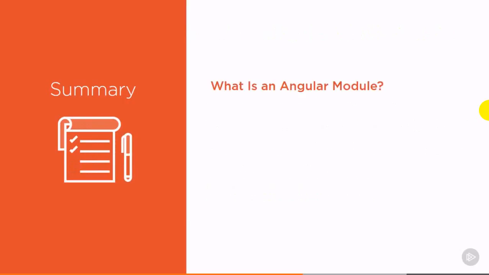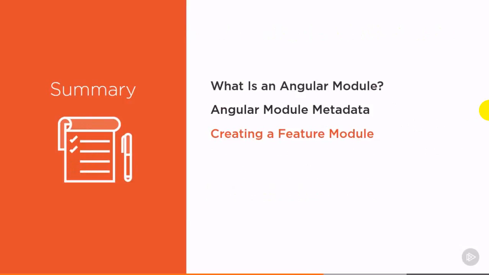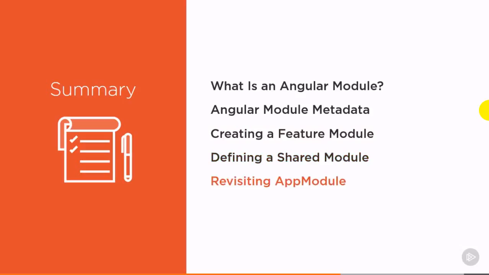We took a second look at the definition and purpose of an Angular module. We then focused in on the Angular module metadata and covered the truths to keep in mind when using that metadata. We leveraged that knowledge to create a feature module for our application, and took it one step further, defining a shared module to reduce duplication in our application. Lastly, we re-examined our application root Angular module and saw how it orchestrates the application as a whole.